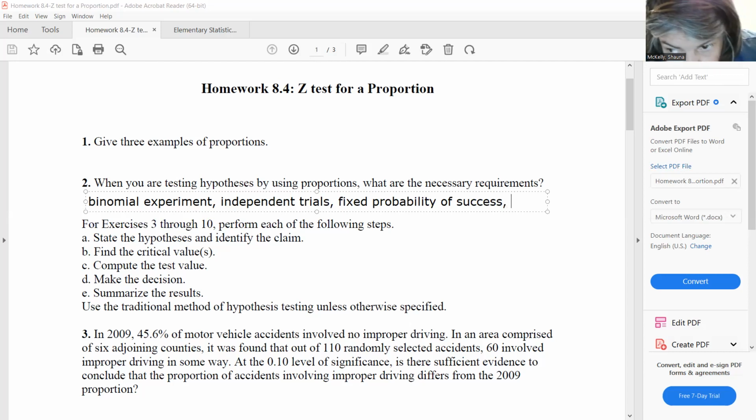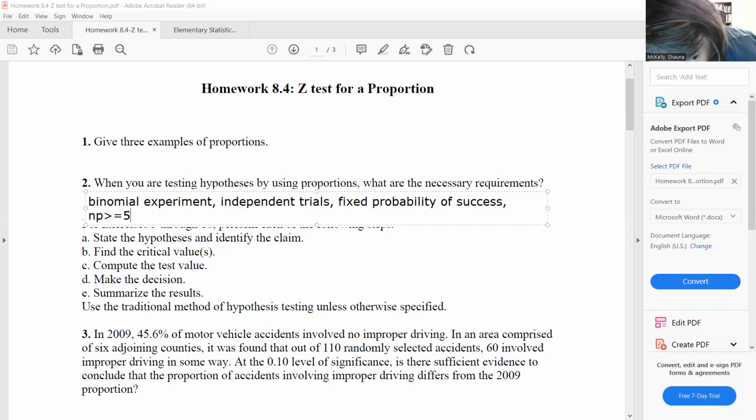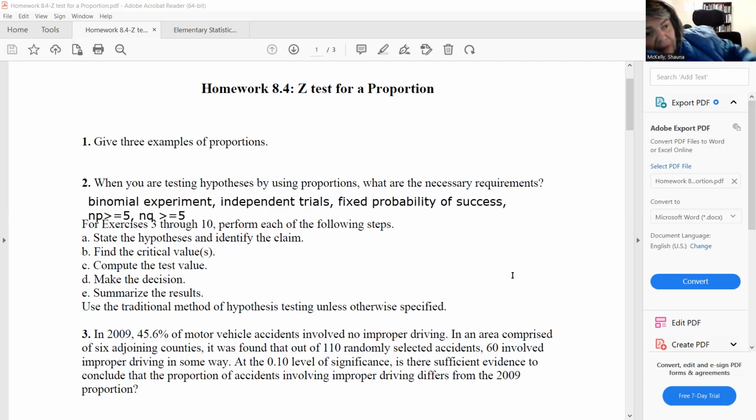And the new one is that np is greater than or equal to 5. Notice this is not 10, now it's 5. And nq is greater than or equal to 5. Those are my assumptions. Because the first 3 on this list relate to a binomial experiment anyway, she just added n times p is greater than or equal to 5 and n times q greater than or equal to 5.